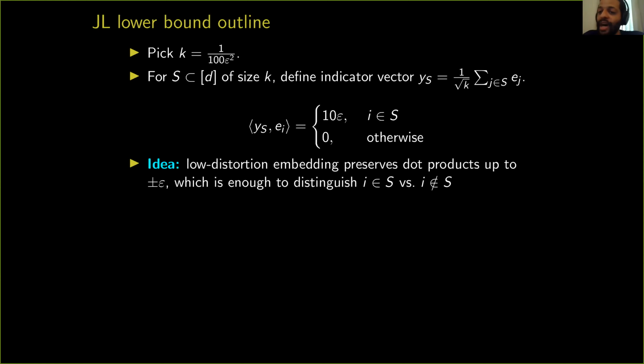So originally the dot product was either 10 epsilon or 0. Now it's either between 9 and 11 epsilon, or it's between minus epsilon and epsilon. But those are still two disjoint intervals. So I can still ascertain which case I'm in and still know whether i is in S or not. So if I just query my encoding for all these different dot products, I can know which of the d coordinates are in S and which are not in S. And basically I've just recovered S, which means I've decoded, right?